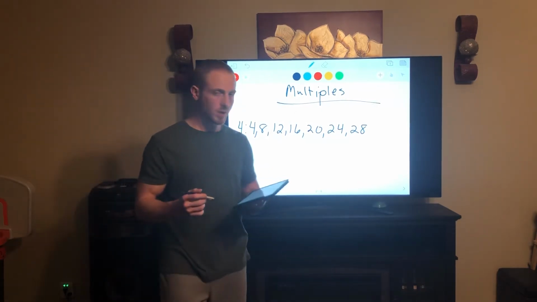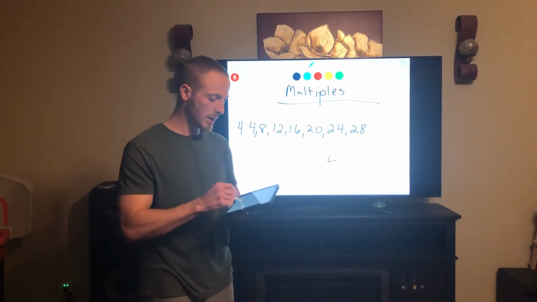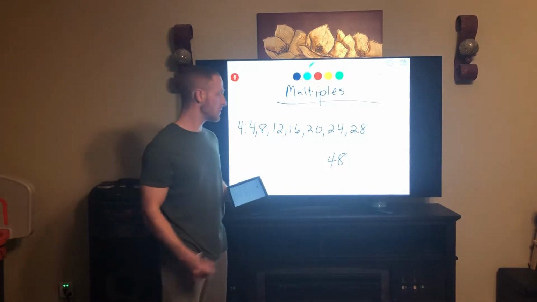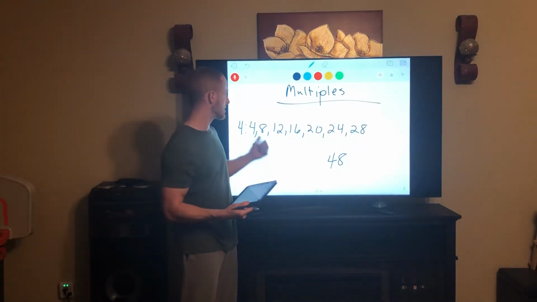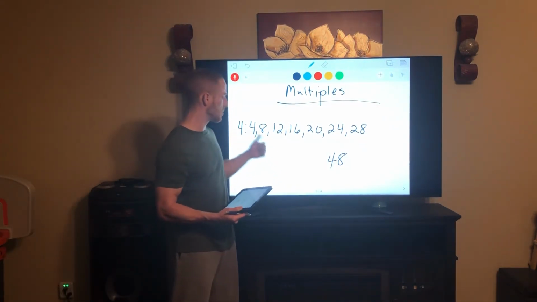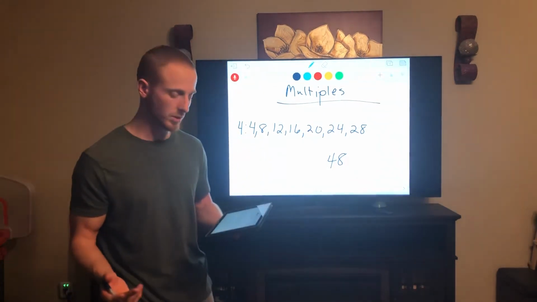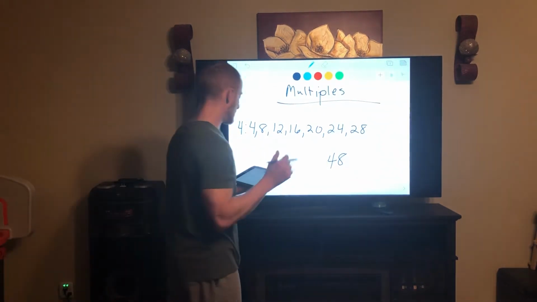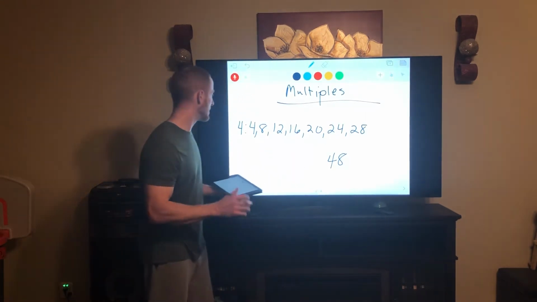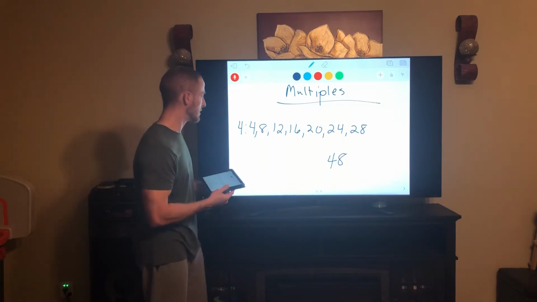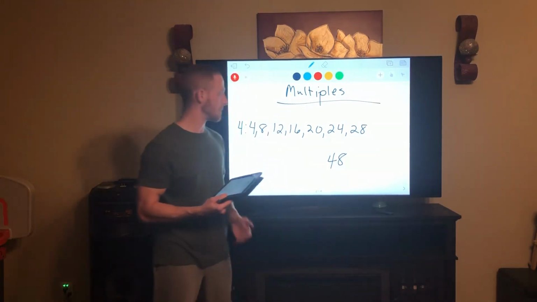So if I wanted to ask you if 48 is a multiple of 4, all you would have to do is simply think about, is there anything I can multiply times 4 to get 48? And if there is, it is a multiple of 4, okay? So that is multiples, simply multiplying a number times a counting number to get those multiples for that particular number.